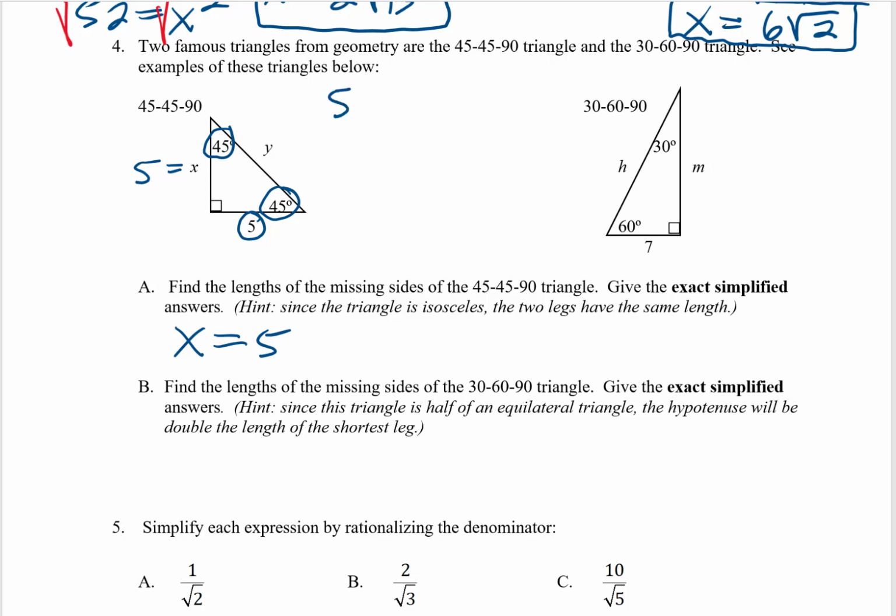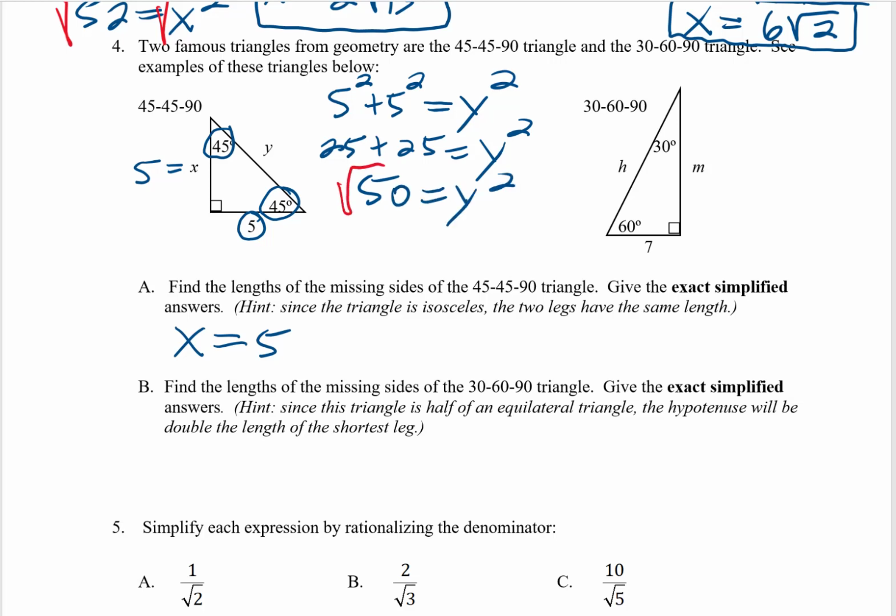I have 5 squared plus the other 5 squared must give me y squared. That's 25 plus 25 is y squared. In other words, y squared is 50. Y must be the square root of 50. Can I simplify that? Yes, I can, because 25 is a perfect square that goes into 50. And so I end up with y equals 5, square root of 25 is 5, times square root of 2.